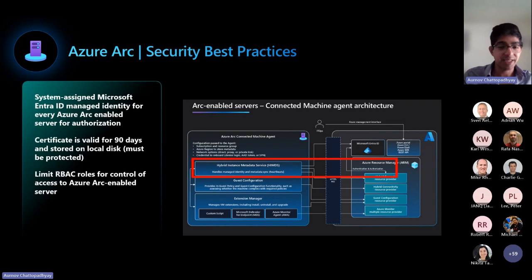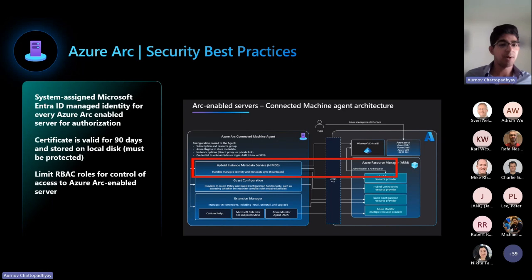Now we're going to be moving into the identity piece, right? So with HIMDS, with our authentication and authorization. Every single Arc-enabled server gets a system-managed Microsoft Entra ID, right? And that's what's used for authorization. Part of that is a certificate valid for 90 days and stored on local disk. It's really critical that that cert is protected.